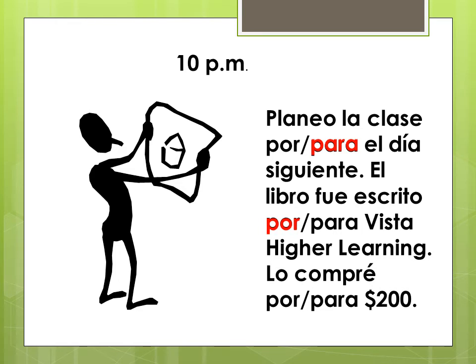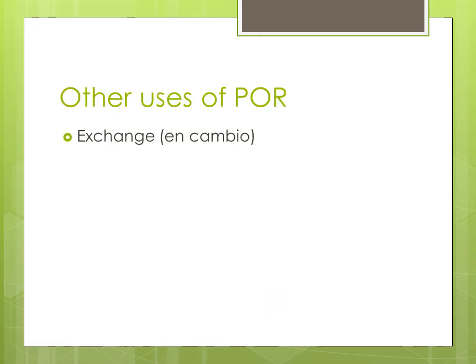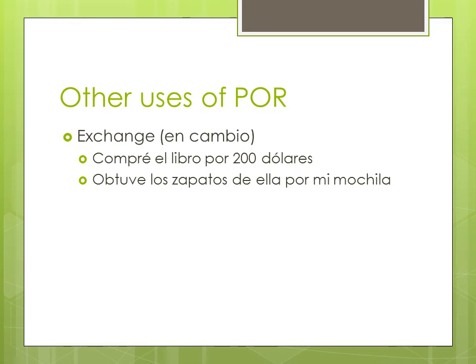This roughly corresponds to buy in English. Lo compré por o para $200. And here we use por. The explanation of this, exchange, en cambio, yo compré el libro por $200. So many times when we're talking about money, we'll use por. It's an exchange. You exchange money for a good.